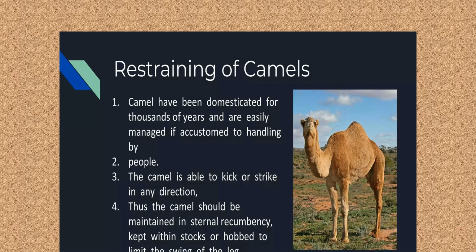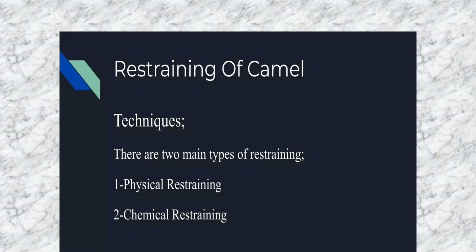Camels. Yes, camels are large animals, and they have different techniques for restraint. The camel is able to kick or strike in any direction. Hence, the camel should be maintained in sternal recumbency only, or else it will cause a lot of injury at any time.